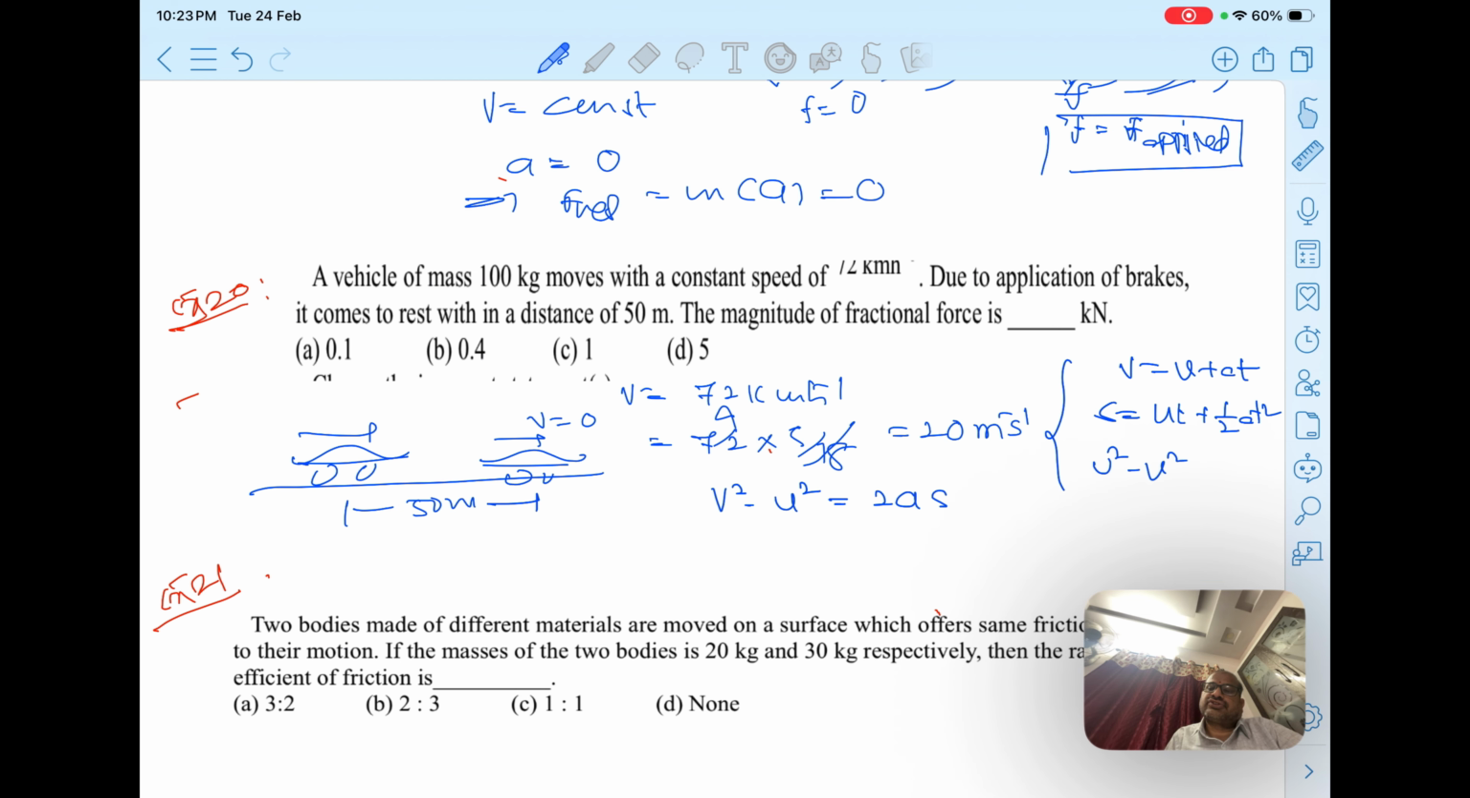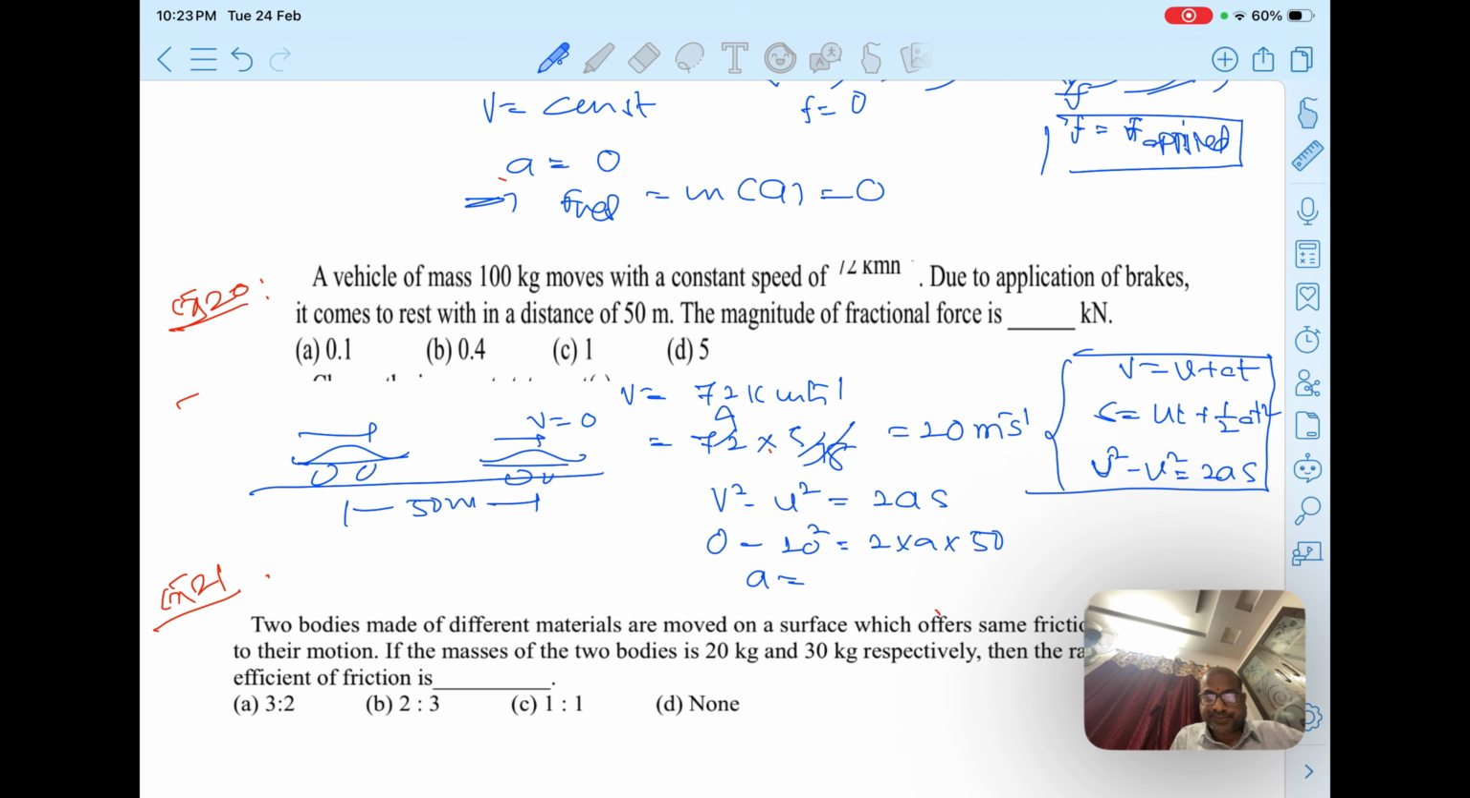And the third equation we have seen, v square minus u square is equal to 2as. We have seen kinematics; you can see my kinematics short revision video for understanding better. So if you know, it's okay. Now the final velocity is 0, initial is 20 meter per second, so 2 into a into s, where displacement before coming to rest is 50 meters.